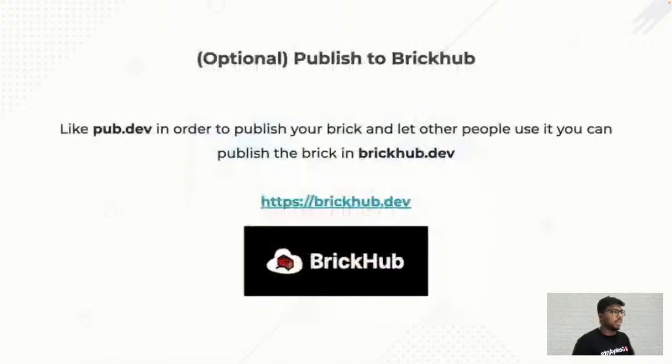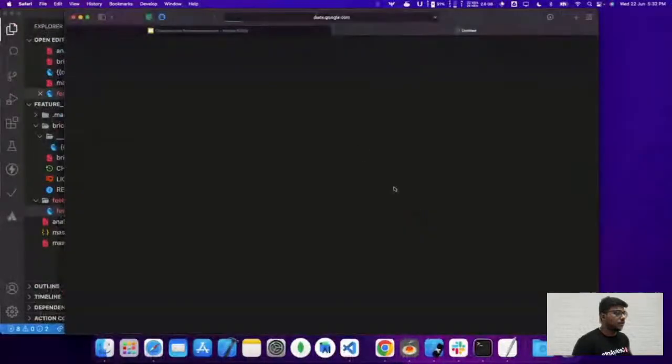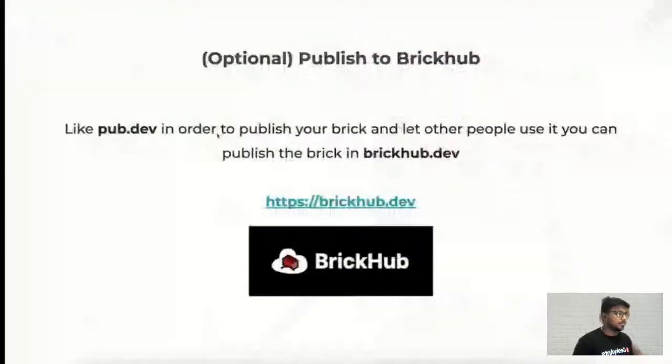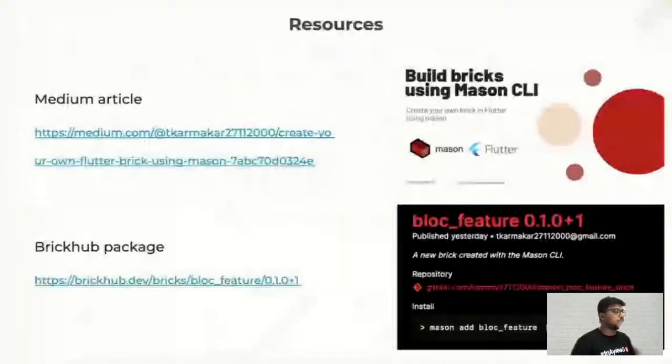So last, we have one more thing at last. You can also publish this into brickhub.dev, which is like a pub.dev, and here we can see all the other stuff that has been created by other people. So you can get this access and then you can upload it. In order to get the access, you have to request for the permission and get that. So, in order to give you much more idea about this, I have also created a Medium article and also the same brick that we covered here, and it is uploaded to brickhub.dev. You can also find it there.